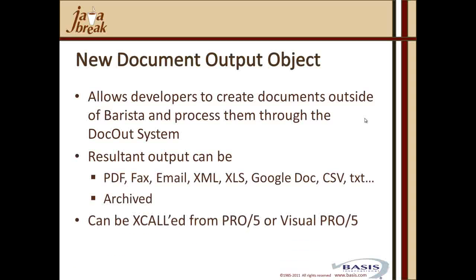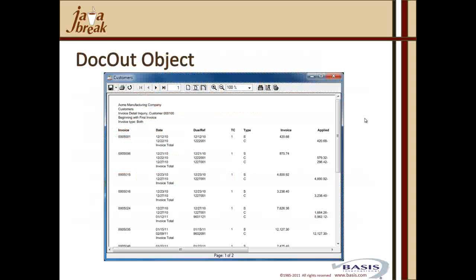And of course, if you haven't yet made the move from Pro 5 or Visual Pro 5 to BBJ, you can always xcall this functionality from within Pro 5 or Visual Pro 5. Here's an example of what a dockout object report would look like. Let me hand over to Sam Velopis to take you through an example of the new dockout object being called from a standard BBJ program.